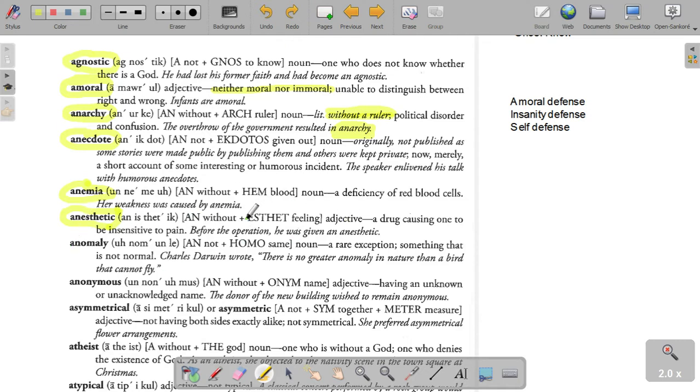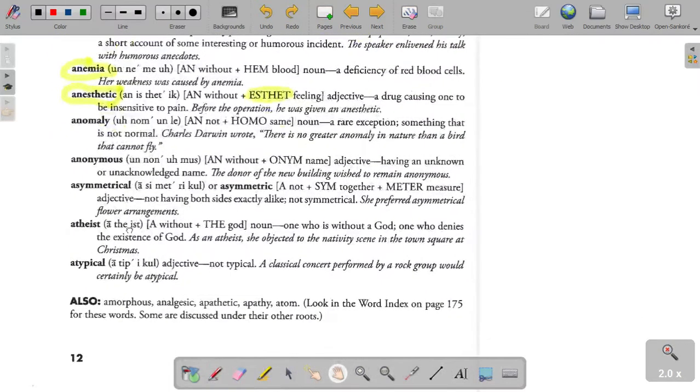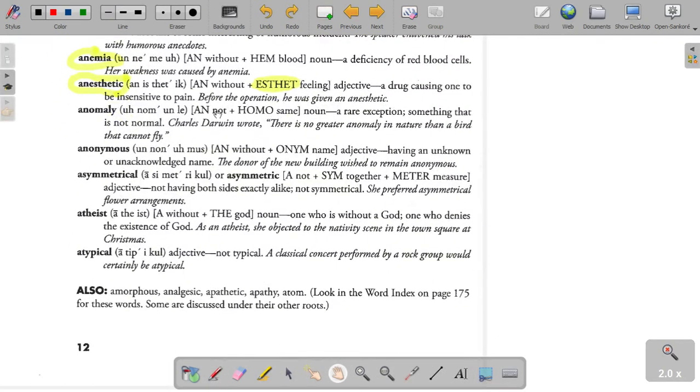Can you think of any other word that has the aesthet in it for feeling? Anesthesia? Yeah, anesthesia would be the noun form. Good. An anomaly is something that is unusual. It literally means not the same as normal. So if something is an anomaly, it does not have any precedent. There's nothing that came before it that is like that. So it's a rare exception, basically.